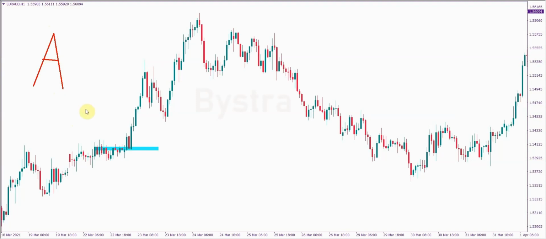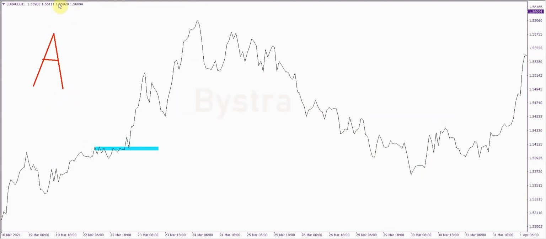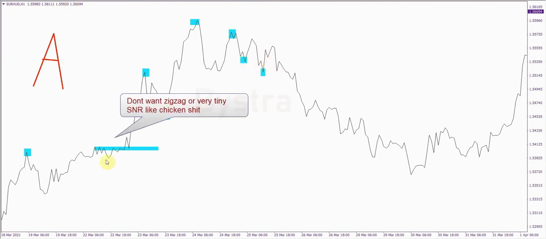If you want to identify a strong SNR more clearly, you change to the line chart. And as you can see here, this is a strong resistance, here is a strong resistance, and here is a strong resistance, and here is a strong support. Yeah, something like that. I don't want zigzag or very tiny ones here. I want something very strong, like a capital A or V.